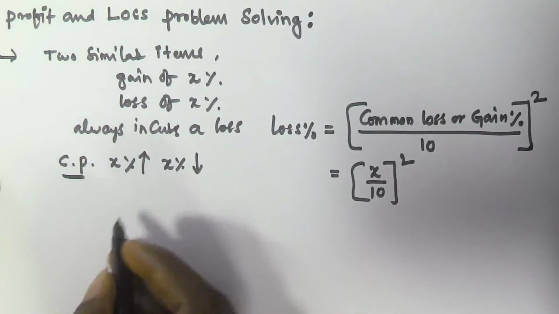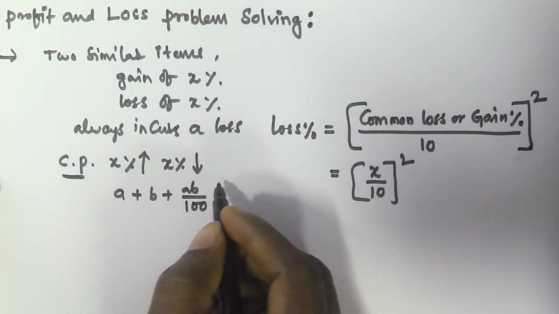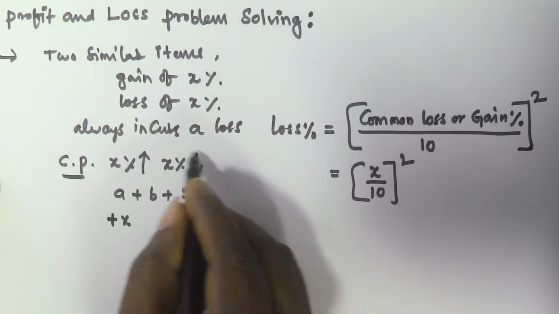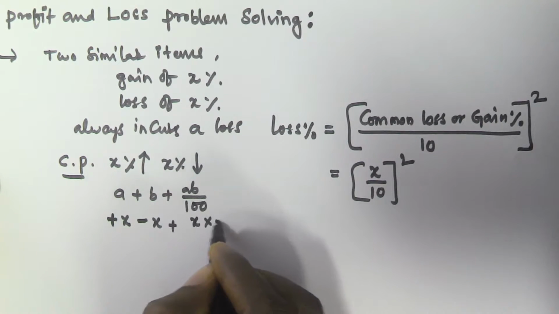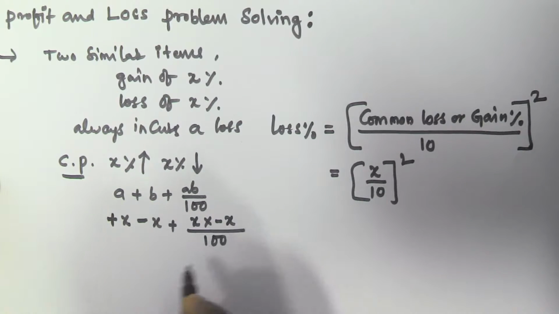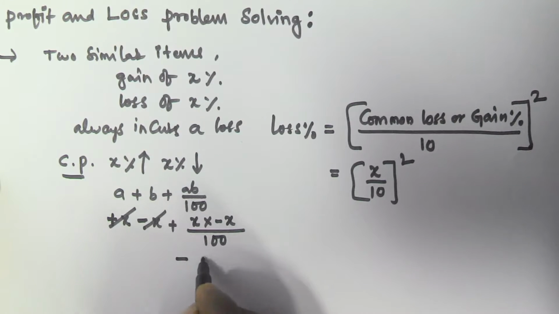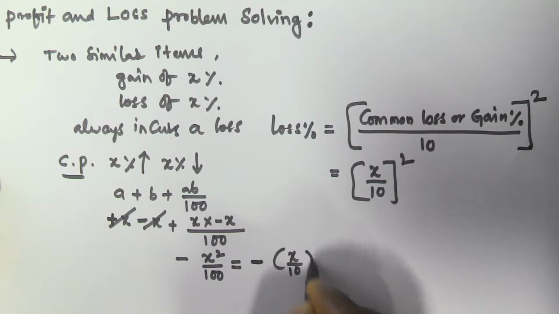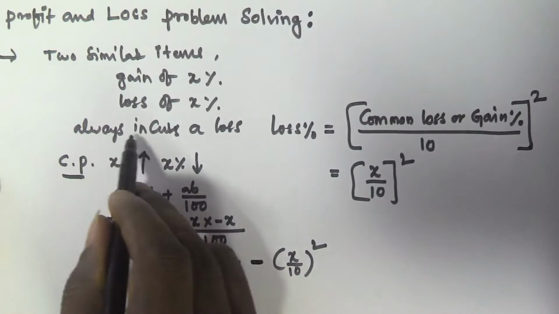So the overall percentage change is given by A plus B plus AB by 100. I already told this in the previous video. Here the gain is plus X, and whenever there is a loss percentage we write minus X. So X into minus X by 100, plus X minus X is cancelled, and X into minus X gives minus X square by 100. So minus X square by 100 can also be written as minus (X by 10) whole square. This minus represents loss, so that's why it always incurs a loss.